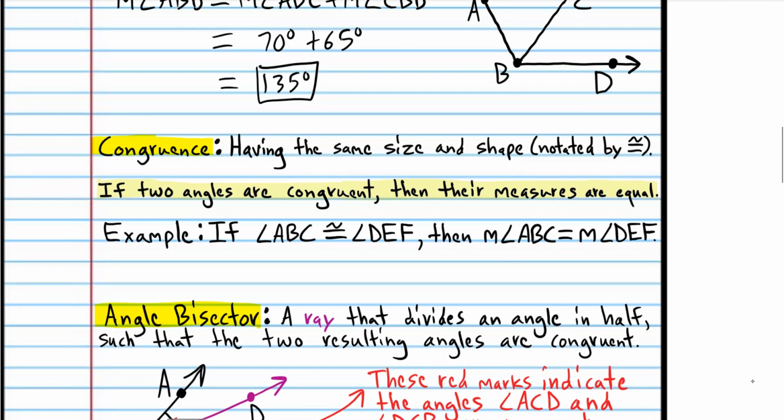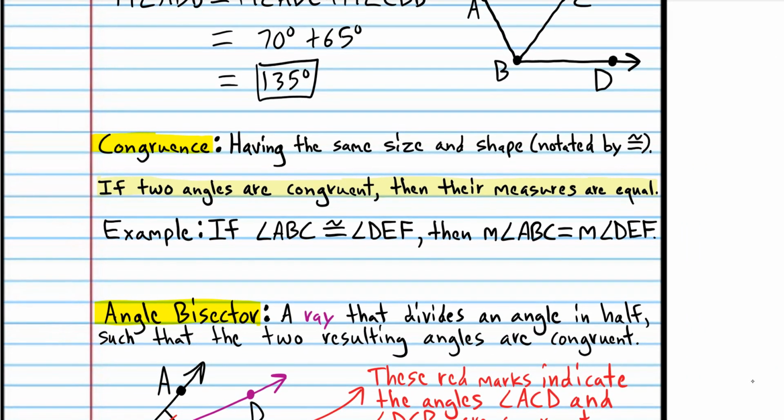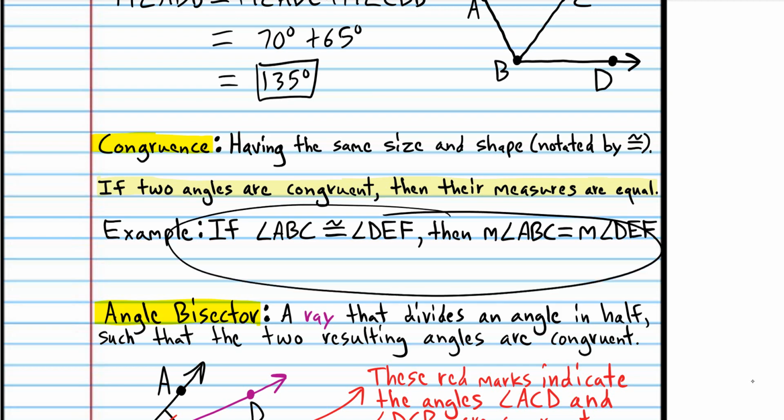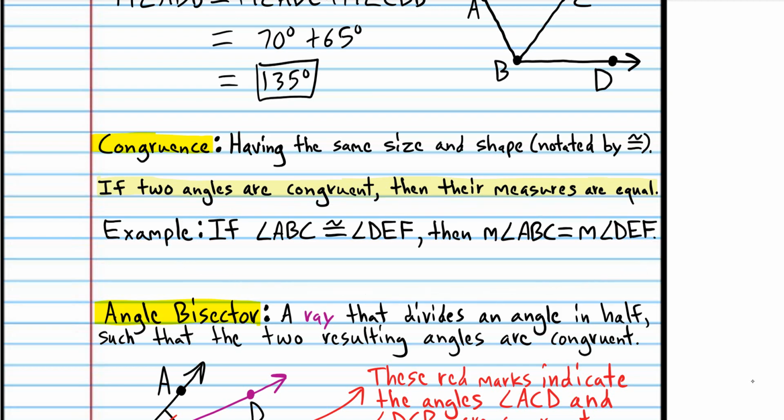Okay, so in the previous class, we talked about the idea of congruence. And we applied that to segments. The word congruence means having the same size and shape. Two segments that are considered to be congruent have the same length. But when it comes to angles, if two angles are congruent, then as you can imagine, that means the measures of the angles are equal.